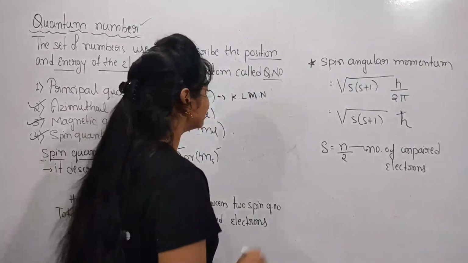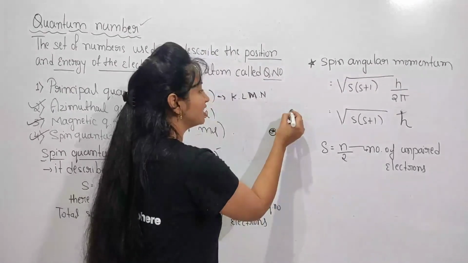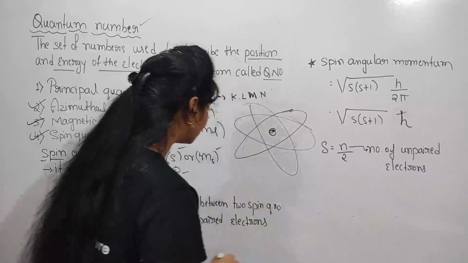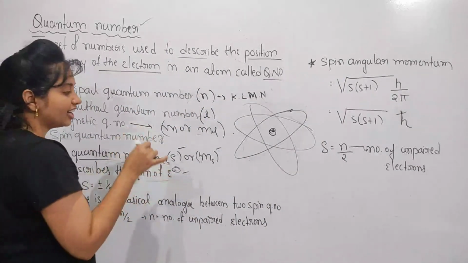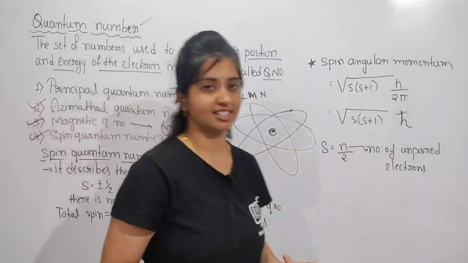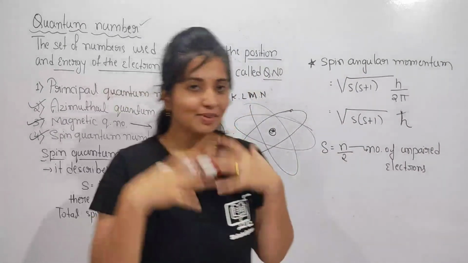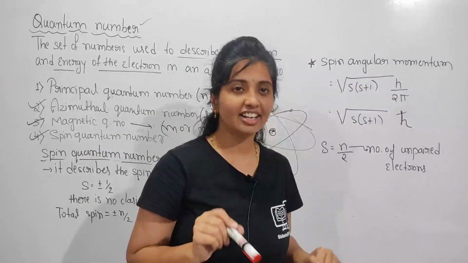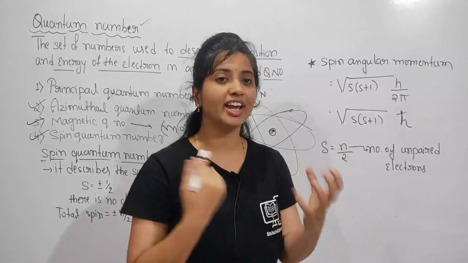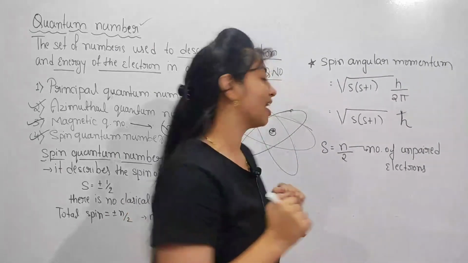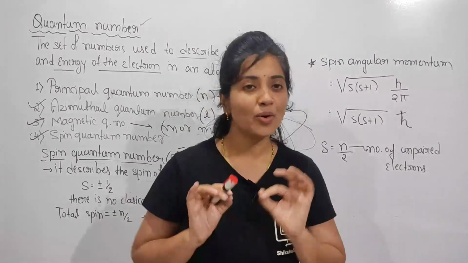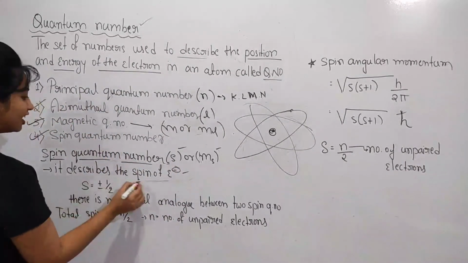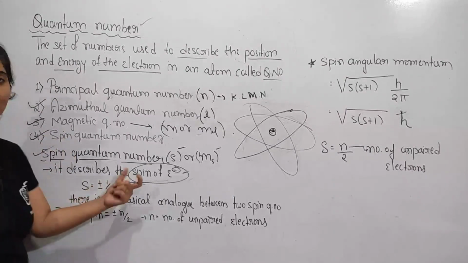Already you know that the electron revolves around the nucleus in different orbitals in different orientations, and the electron also rotates on its own axis. Just consider I am an electron revolving around the nucleus, and as well I am rotating on my own axis, like this. So this is called the spin of the electron. This spin of electrons is described by the spin quantum number.